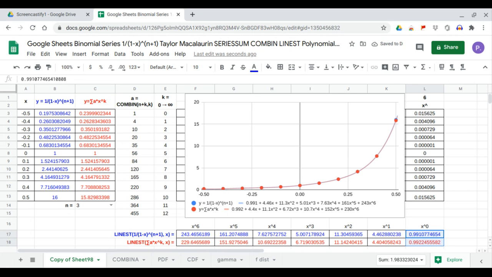our coefficients, that's 0.991, 4.46x, and this one is 4.4, 11.3x squared, 11.1x squared, 5x cubed, and 6.72x cubed, 7.63x to the fourth, 10.69x to the fourth, 161x to the fifth, 152x to the fifth, 243x to the sixth, 230x to the sixth. And our expansion coefficients, they match at the 0 degree.